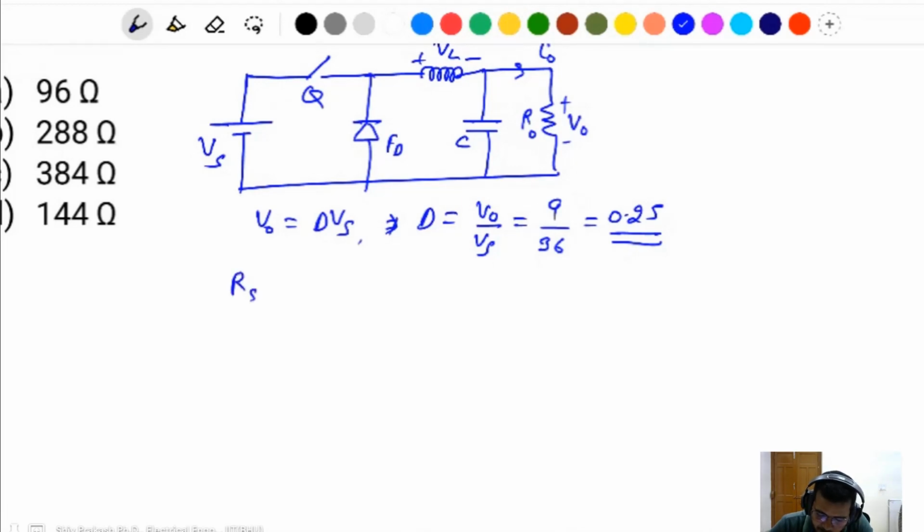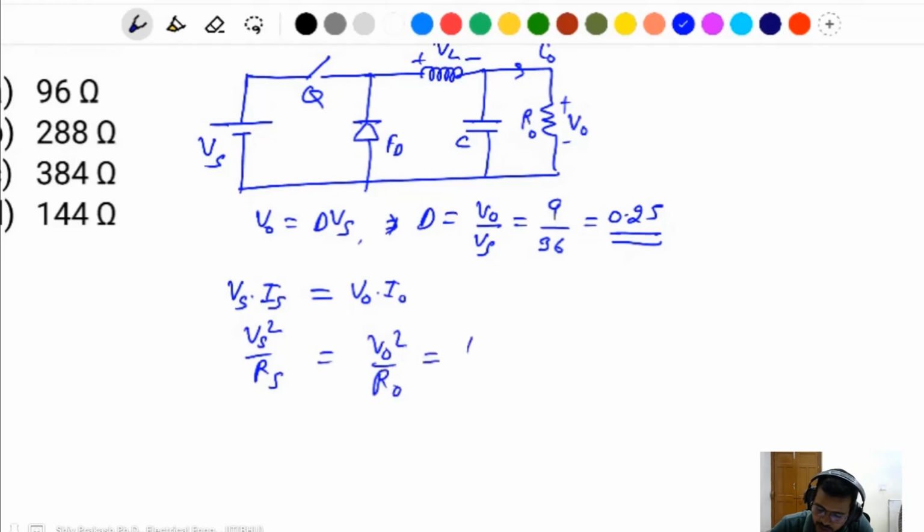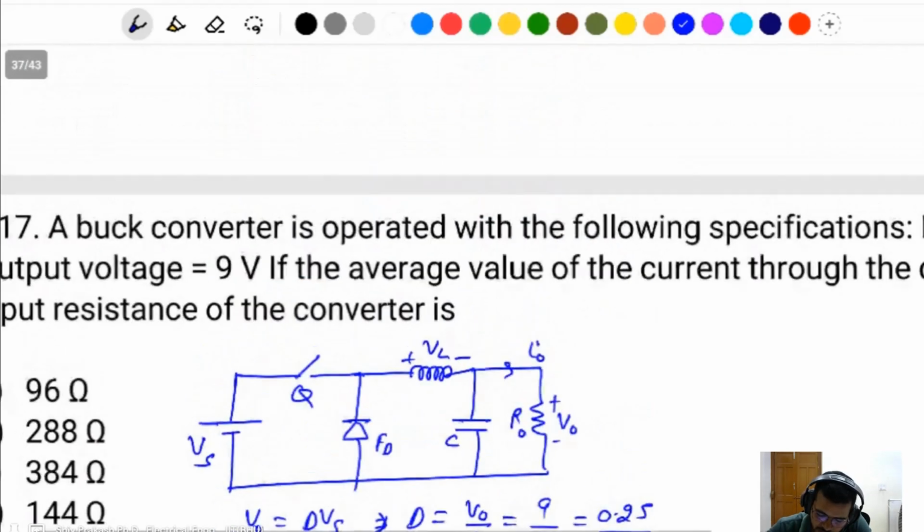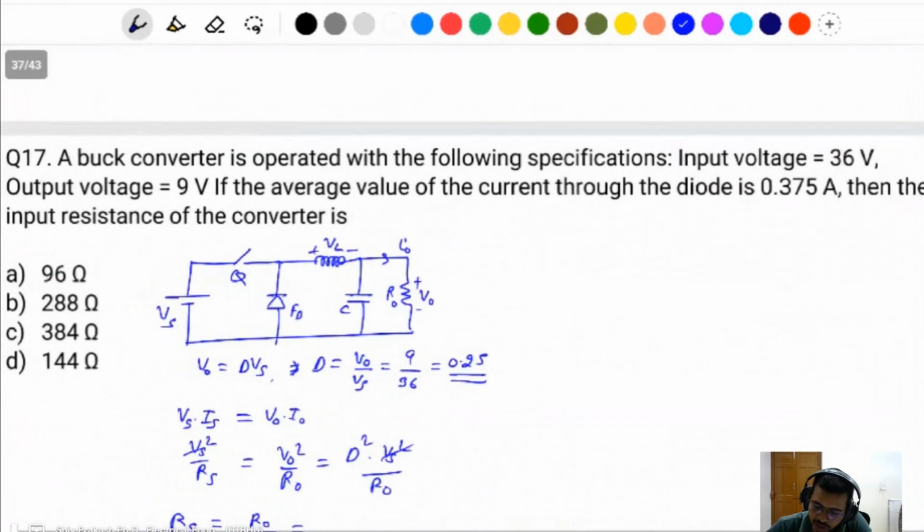And Rs, you know, for the buck converter, to avoid confusion, we should apply power equality. Vs Is equal to V naught I naught. This will be Vs square divided by Rs, equals V output square divided by R output. V output is D times Vs, so Vs square will be cancelled out. Rs is equal to R naught divided by D square. R naught is not given, so first of all calculate the R naught value.